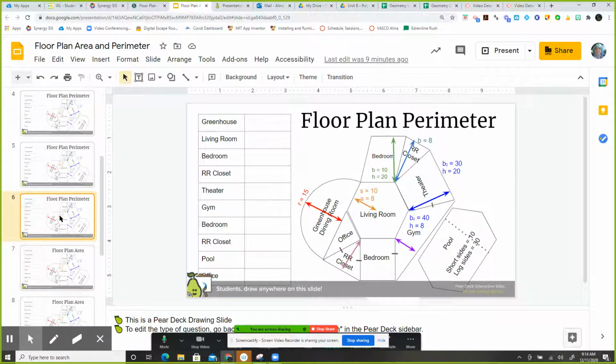For perimeter, we need to do the office. So what do I know about the office? So the one that's adjacent to the closet is 22. What else do I know? The bottom is 10. The one that's adjacent to the living room is 10. How can I find the hypotenuse? Absolutely. So let's make that a right triangle.